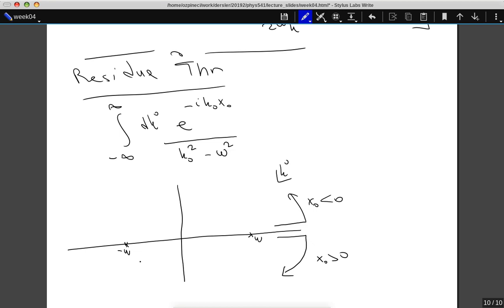Because if x0 is larger than 0, I have to close the contour in the lower half. When I close the contour in the lower half, there are no poles inside my contour, so the result is 0. Or I can shift both of the poles downward. Then if x0 is less than 0, the resultant integral will be 0. Or two other choices: shift one of them up and one of them down, or the other way around. So it's up to you. We will determine which one suits our purposes.